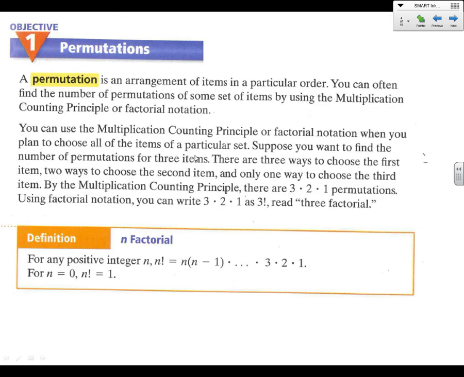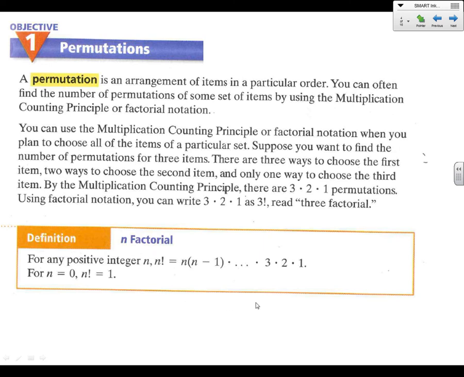All right, so what is a permutation? A permutation is an arrangement of items in a particular order. So the key on this is when we do problems where order matters, it's a permutation problem. All right, you can use the multiplication counting principle or factorial notation when you plan to choose all the items of a particular set. What that means is 7 people go swimming. We're going to put them in order from 1 to 7. We get to say 7 times 6 times 5 times 4 times 3 times 2 times 1. That's what a factorial is.